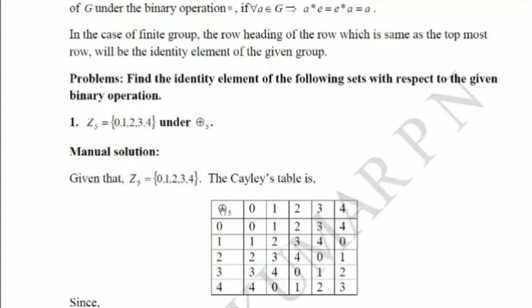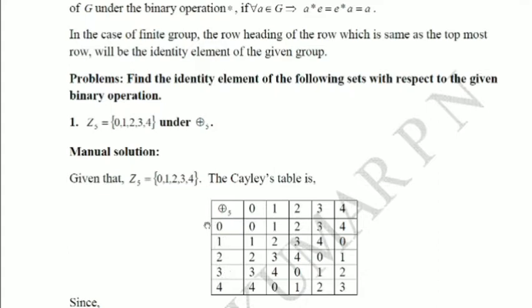The binary operation is addition modulo 5. You know how to construct the Cayley table. You have to write all the elements of Z5 in the topmost row: 0, 1, 2, 3, 4. And you have to write all the elements of Z5 in the leftmost column.